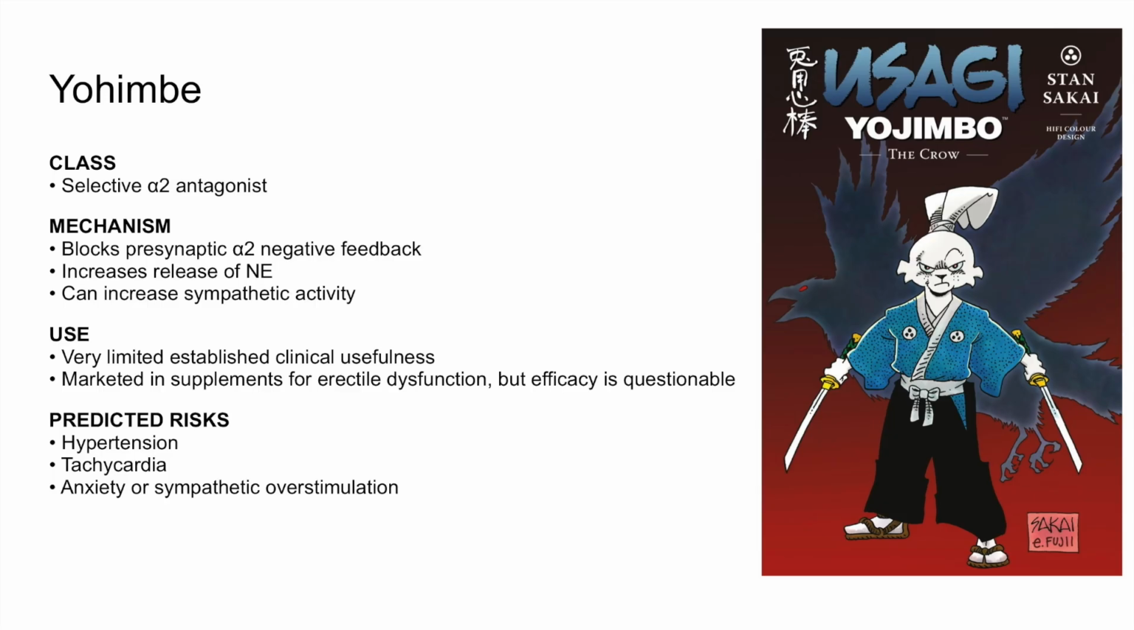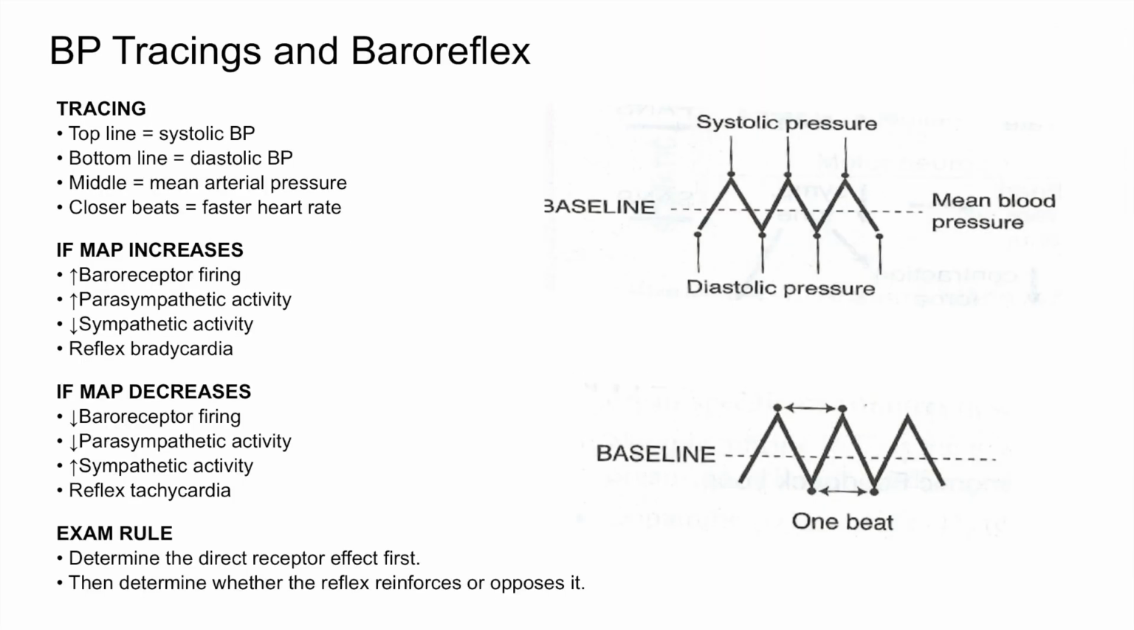So there you go. All right, so a blood pressure tracing provides information about blood pressure and heart rate at the same time. Each peak represents systolic pressure. Above that line is systolic, and then below the line you're going to have diastolic pressure. The horizontal distance between each peak represents the length of one cardiac cycle. So closely spaced peaks indicate a faster heart rate. Mean arterial pressure lies between systolic and diastolic pressure, but it's normally closer to the diastolic value because the heart spends more time in diastole.